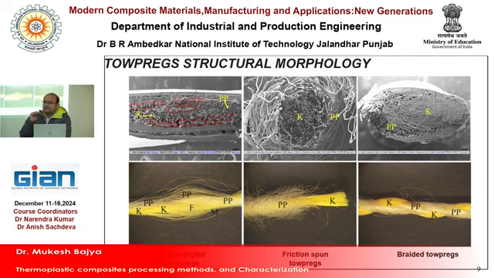Whenever the matrix is mixed at the filament or reinforcement level, then whenever you prepare the composite material, it will be more uniform, void free, and you can avoid the delamination problem. So these are the composite manufacturing processes.